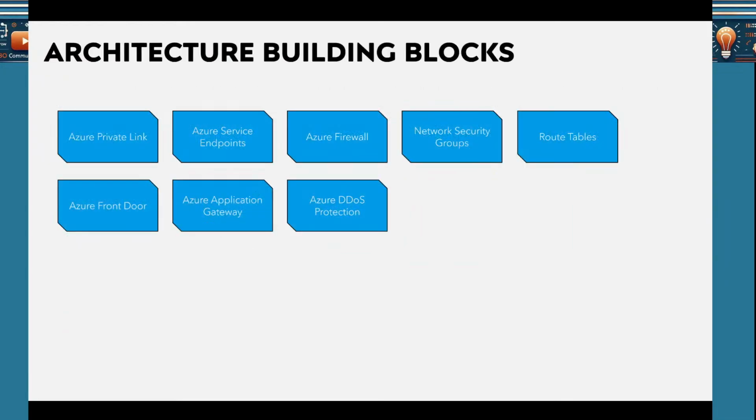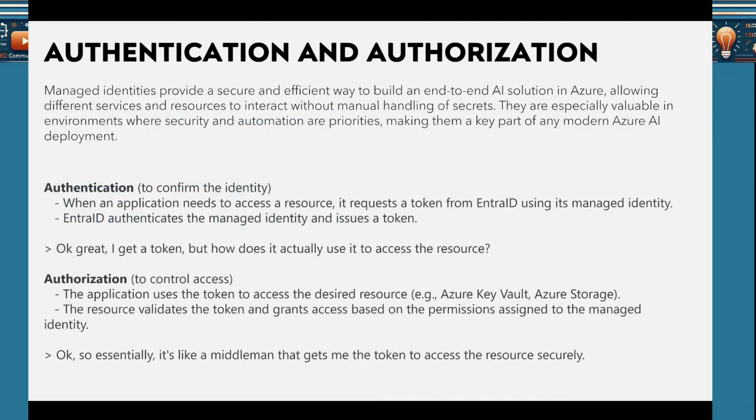Okay, so I gave you Front Door, Application Gateway, and DDoS protection. Just keep in mind, they are the things that need to be deployed in the hub to publish my application. I think we pretty much touched base on this one.